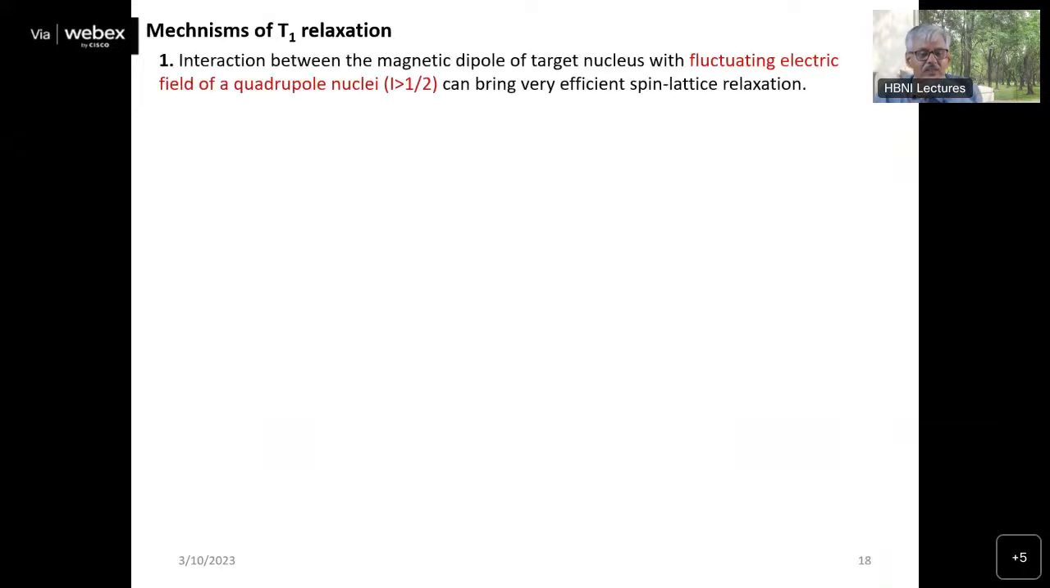Now let us see the different mechanisms for T1 relaxation. One mechanism, I already told you, is the interaction between the magnetic dipole of a target nucleus with the fluctuating electric field of a quadrupole nucleus. If you have a paramagnetic substance, the magnetic dipole of a proton or carbon-13 interacts with the electric field of the quadrupole nuclei, and can bring about efficient spin-lattice relaxation.